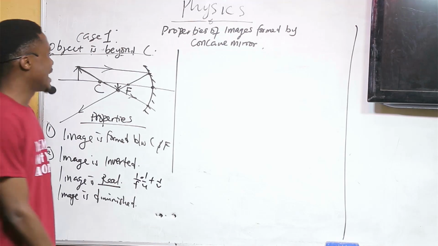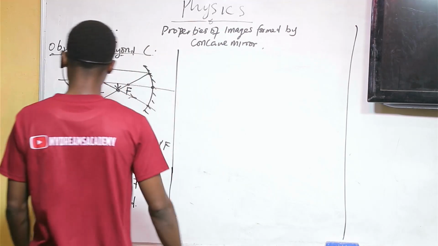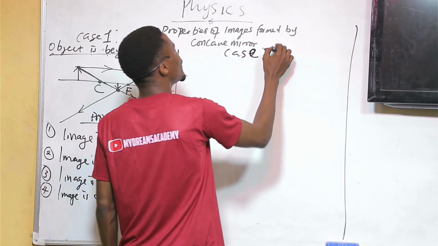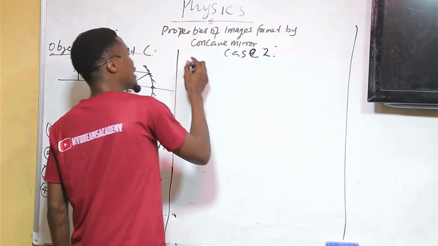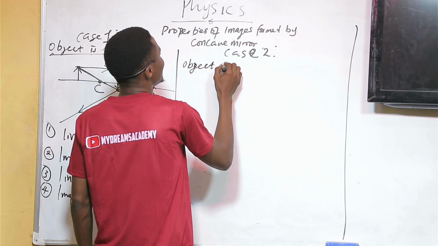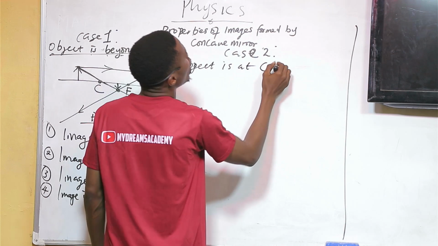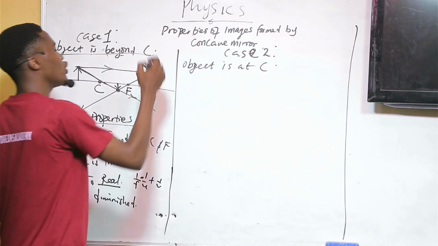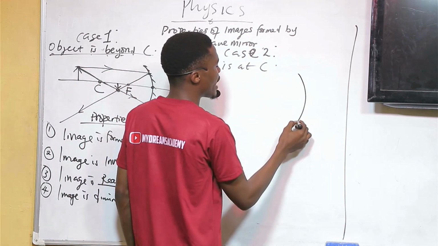Take note of that. Now what happens next? In case 2, we are going to move the object closer. This time around, the object is at C. So if we put the object at C, let's see the property we are going to obtain.